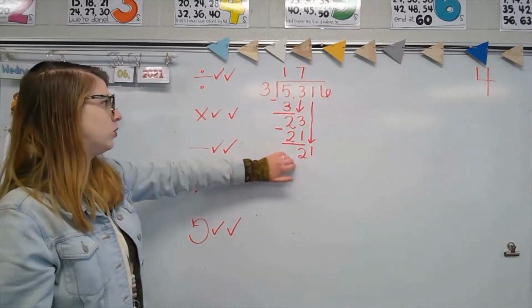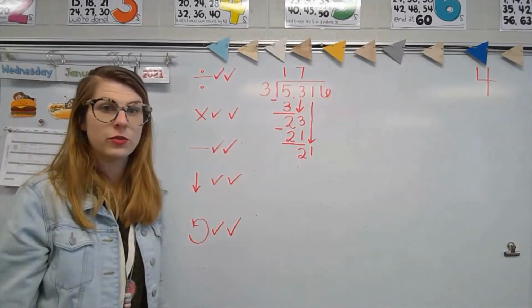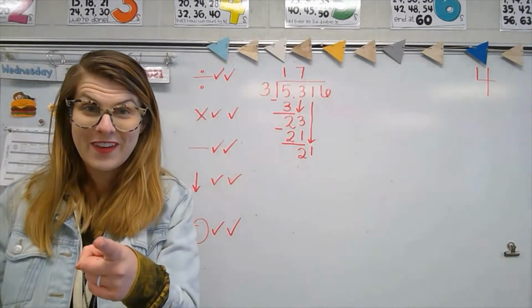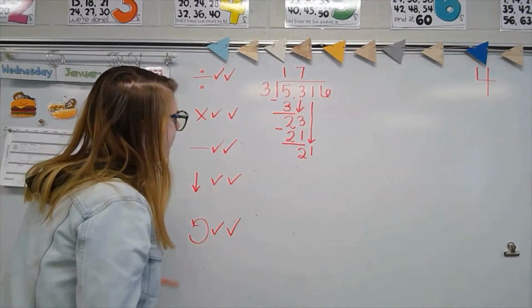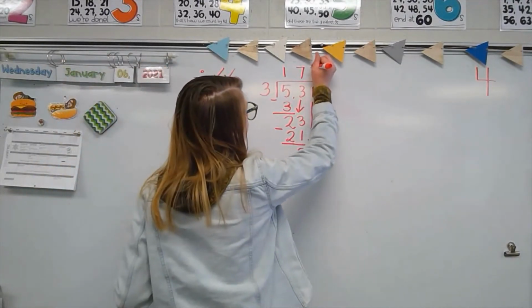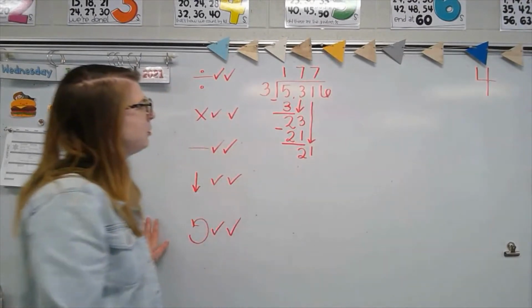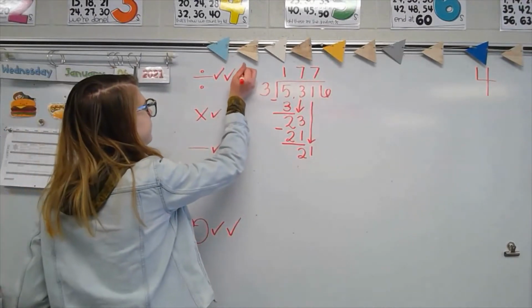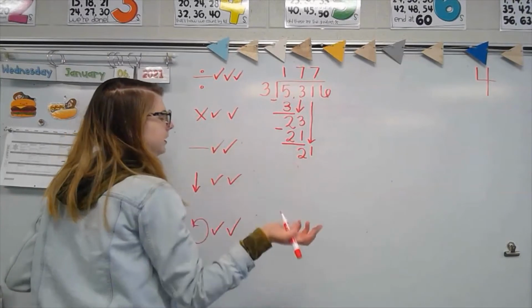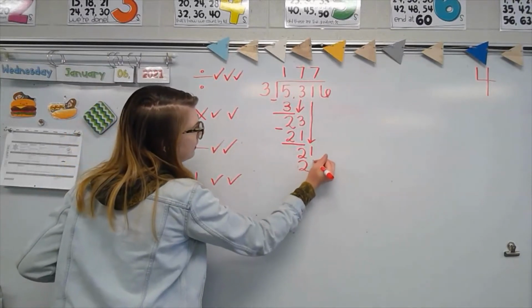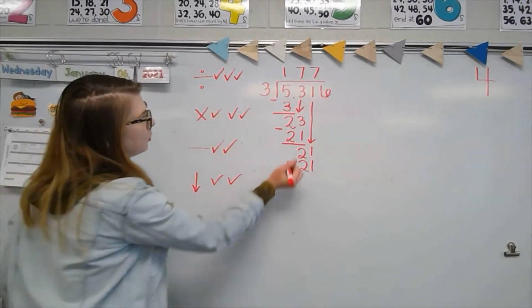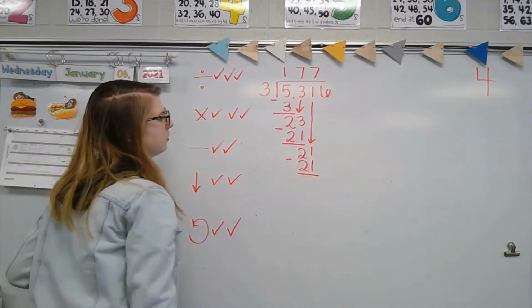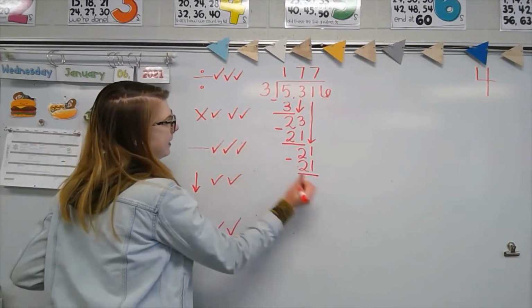Back to our division. 21 divided by 3. I actually know this math fact because I just did it. 7 groups of 3 give me 21. Look at that. I'm so glad I remembered that. 7 times 3, like we just said, equals 21. Subtracting 21 minus 21, we get a big old nothing.